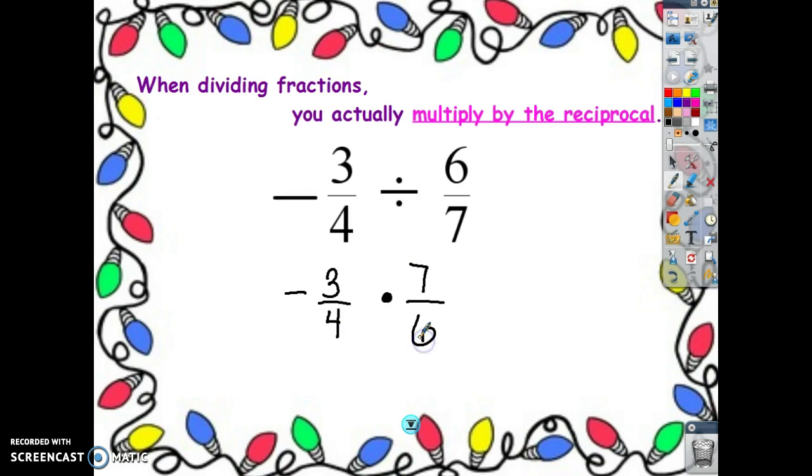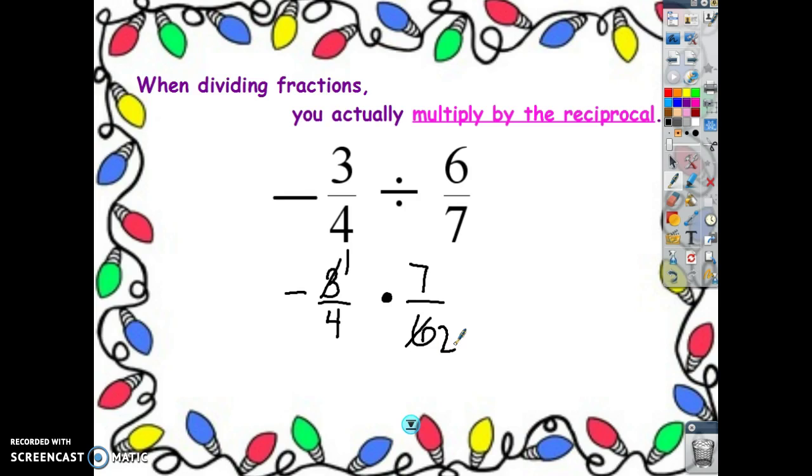I am going to check for numbers that I can cross simplify, and I see that I have a 3 and a 6, so I could divide them both by 3. 3 divided by 3 is 1. 6 divided by 3 is 2. That just makes it easier for me to simplify at the end.